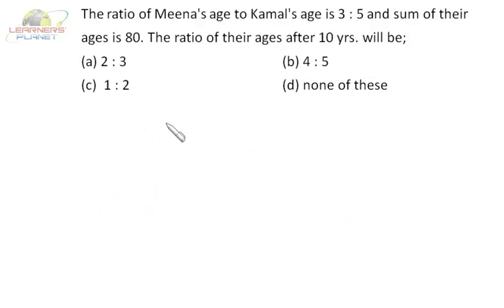Now see this problem. The ratio of Mina's age to Kamal's age is 3 is to 5, and the sum of their ages is 80. The ratio of their ages after 10 years will be what? Now here the sum is 8 parts, that is 3 plus 5, and 8 parts is 80, that means 1 part is 10. That means 3 parts is 30 and 5 parts is 50. After 10 years their ages will be 40 and 60. So the ratio will be 2 is to 3. Very simple.